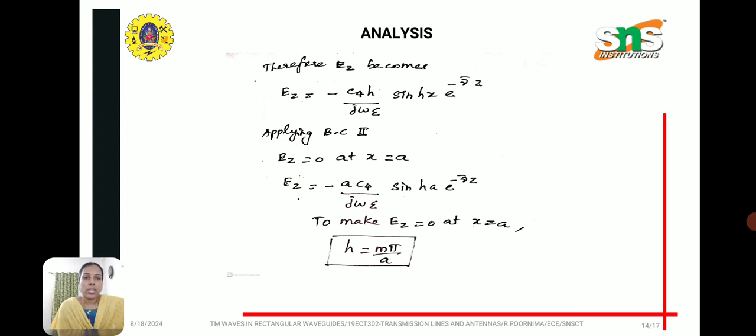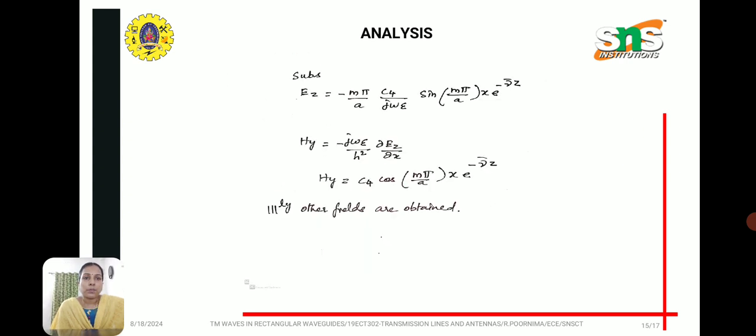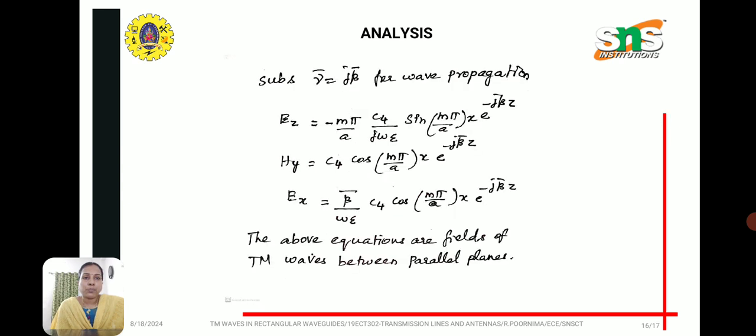Ez is given in this equation, and applying boundary condition 2 we get Ez, and also we substitute h equal to m pi by a. So we get Ez equal to minus m pi by a into C4 divided by j omega epsilon, sin of m pi by a into x, e power minus gamma z. We can get other values by substituting this Ez value. First Hy is calculated, and similarly other fields are obtained. By substituting gamma equal to j beta for wave propagation, we get the Ez, Hy and Ex components. These three components are the equations of fields of TM waves between the parallel planes.